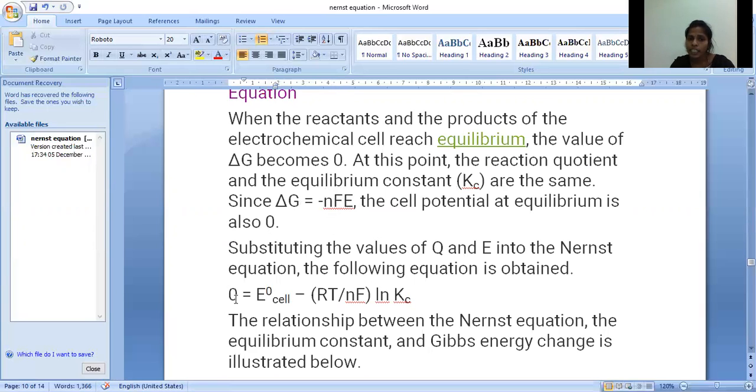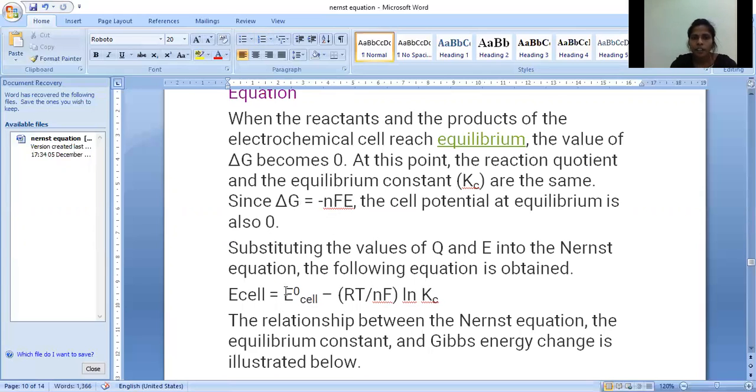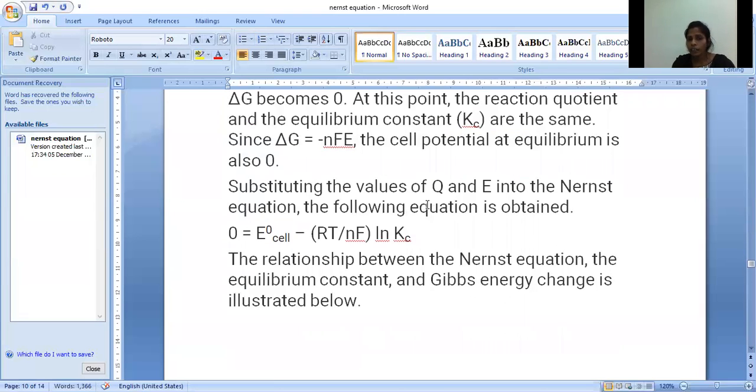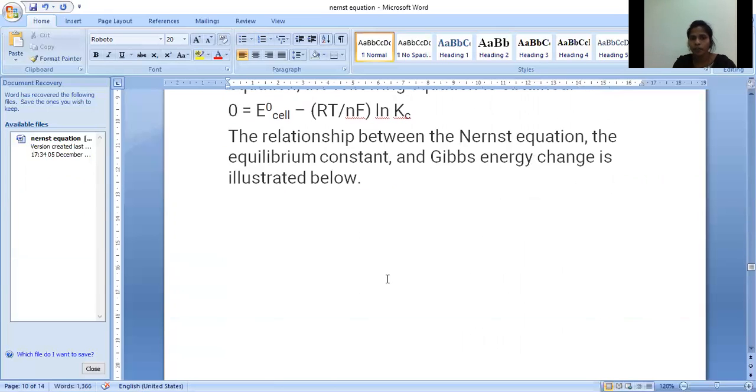But what is the formula? E cell is equal to E naught cell minus RT by NF ln K. That was the formula. So what we are doing here, in the place of E cell, we are substituting 0, because if delta G is equal to 0, E cell is also equal to 0. So when E cell is equal to 0, we can substitute 0 and get 0 equals E naught cell minus RT by NF ln K. So at equilibrium condition, E cell value is equal to 0. Now the relation between the Nernst equation, the equilibrium constant and Gibbs free energy change is illustrated below.